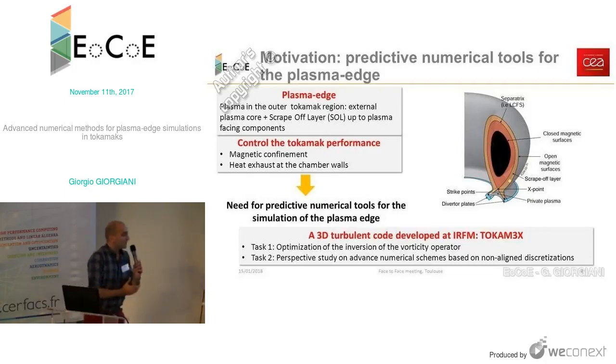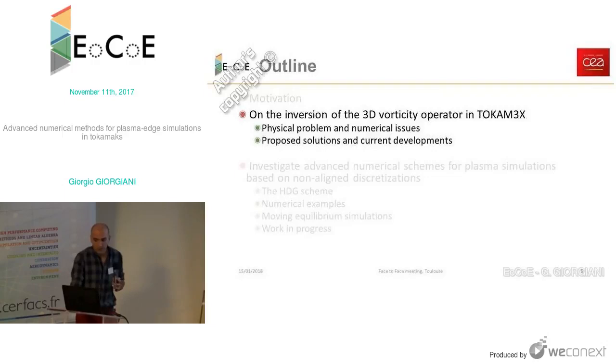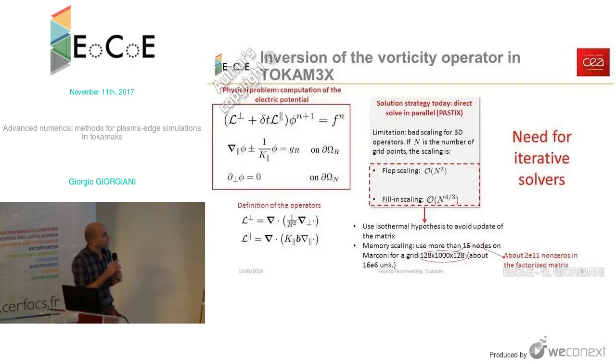The two tasks that I had in optimizing this code were the optimization of the inversion of the vorticity operator, and the second one is a perspective study on the advanced numerical scheme based on non-aligned discretizations. So I'm going to start from the first topic, which is the inversion of the 3D vorticity operator. The physical problem essentially is the computation of the electric potential in the tokamak.